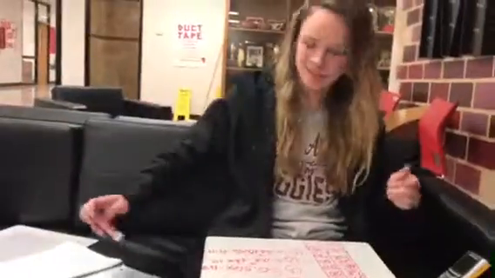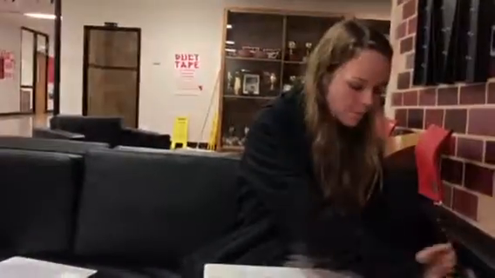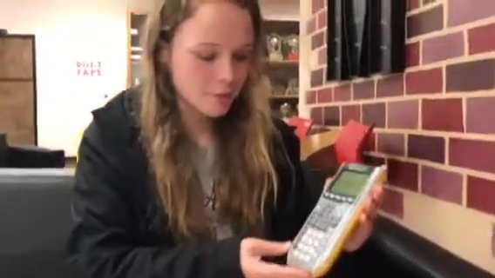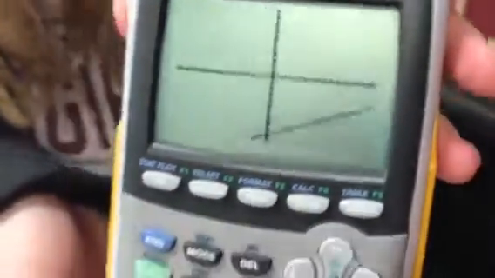Okay, so if you want to see this on a graph, all you're going to do is go to your y equals spot, and you hit graph. So that's the linear.